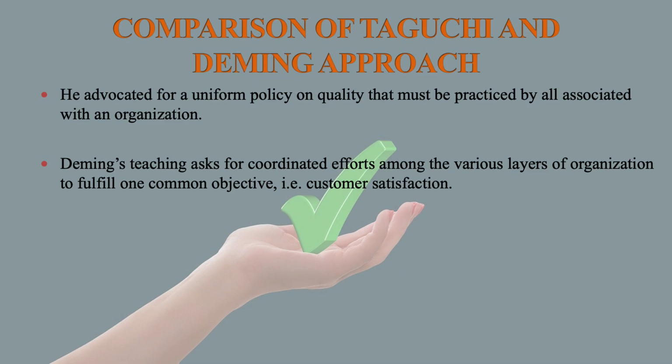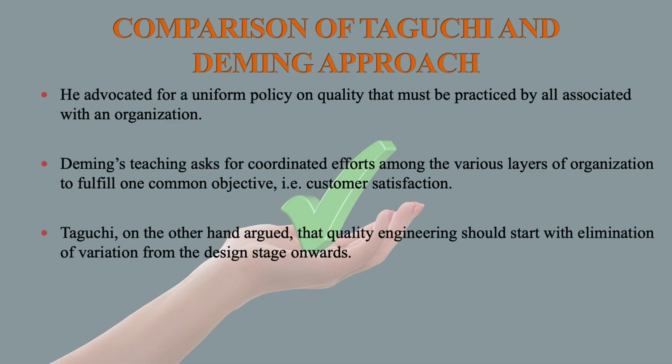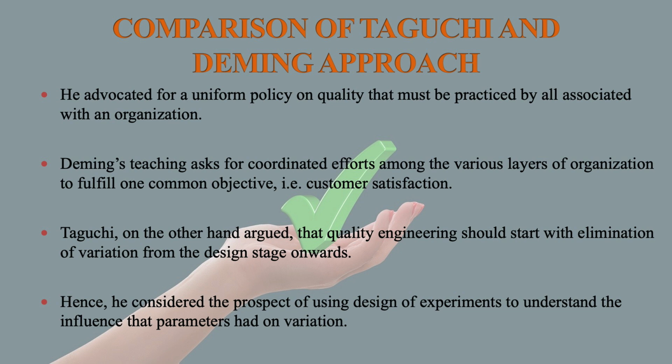Deming's teachings ask for coordinated efforts among the various layers of the organization to fulfill one common objective, that is customer satisfaction. Taguchi, on the other hand, argued that quality engineering should start with the elimination of variation from the design stage onwards. Hence, he considered using design of experiments to understand the influence that parameters had on variations. So, these are the differences between two quality gurus about the quality improvement process.